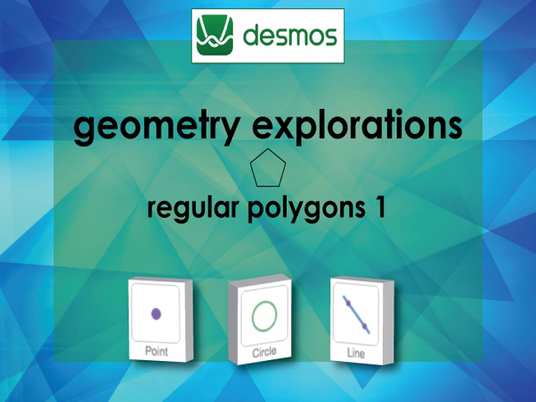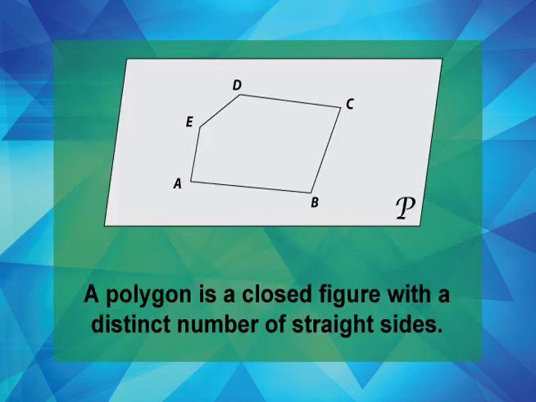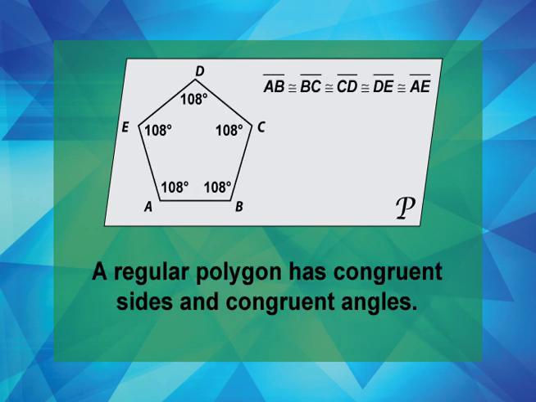In this tutorial, we analyze and construct regular polygons using the Desmos geometry tools. The focus of this video is triangles and quadrilaterals. A polygon is a closed figure with a distinct number of straight sides. This is polygon ABCDE. A regular polygon has congruent sides and congruent angles.